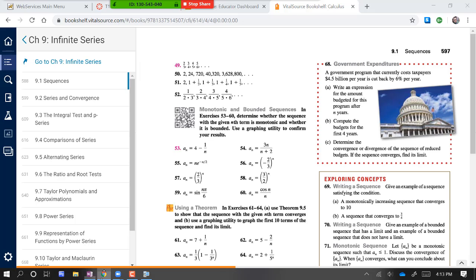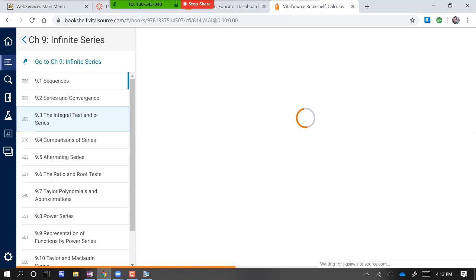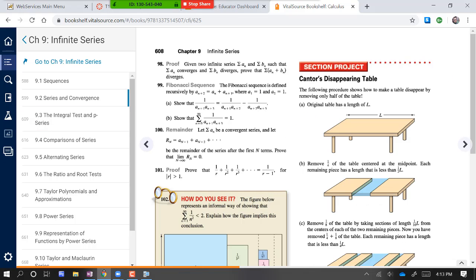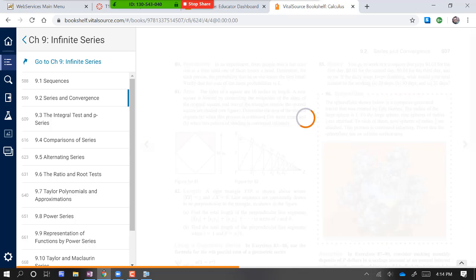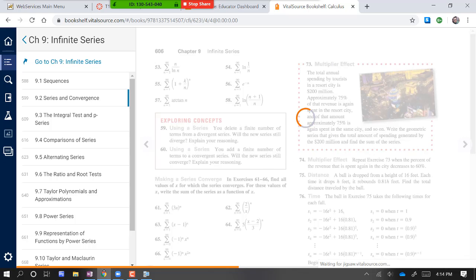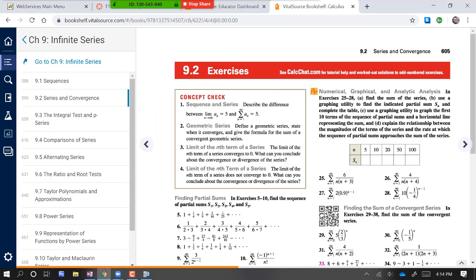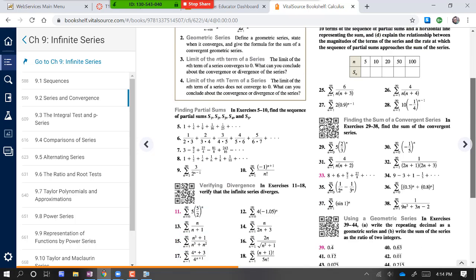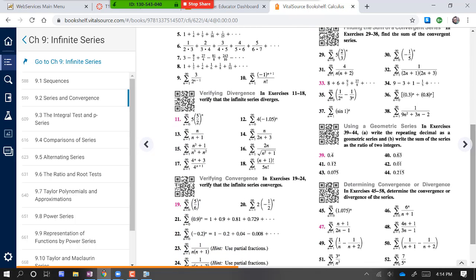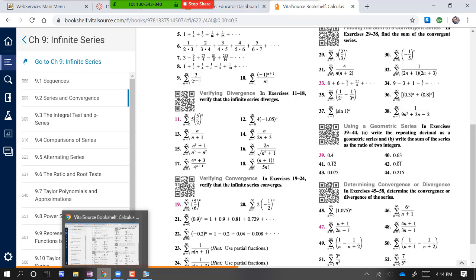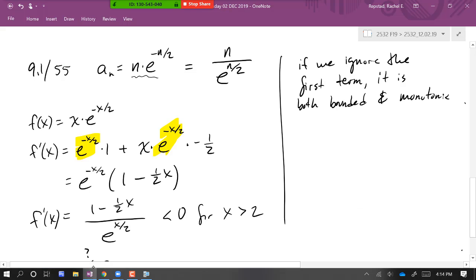9.2, number 17. Oh, verify that it diverges. Okay, so we have 4 to the n plus 3 over 4 raised to the n plus 1 power.